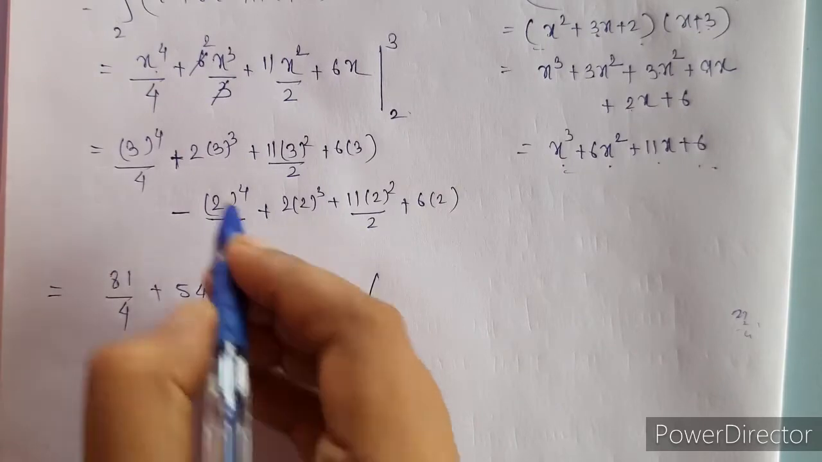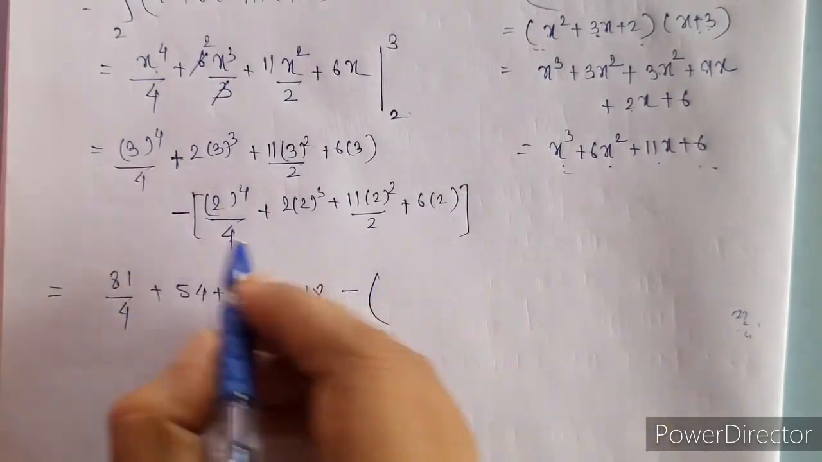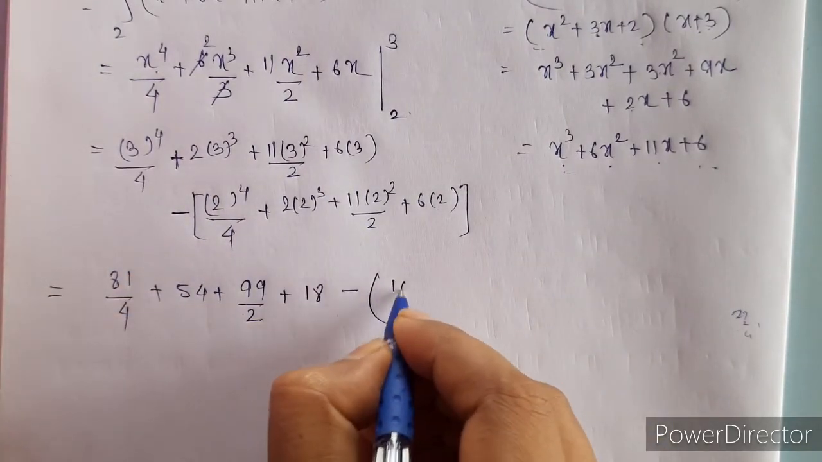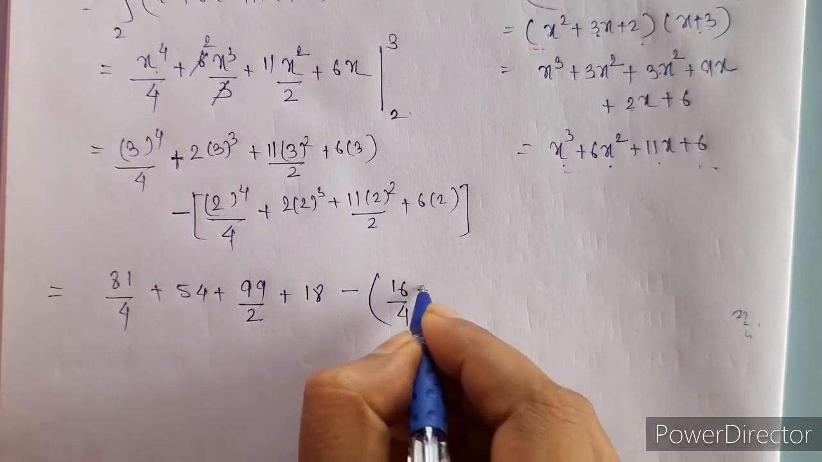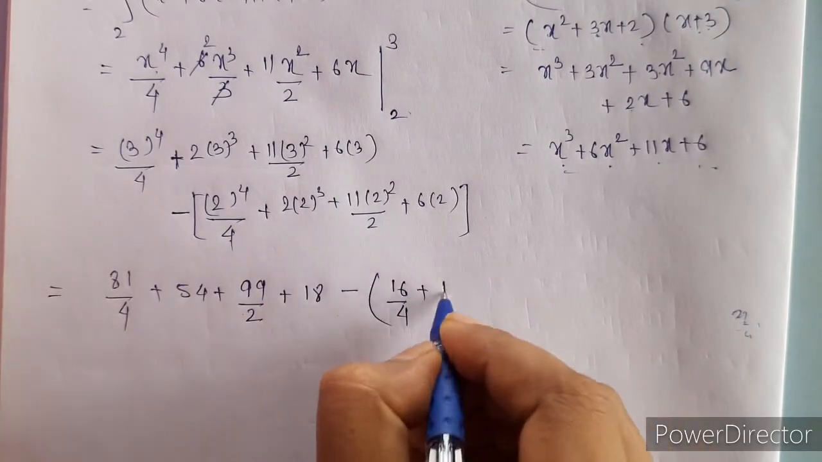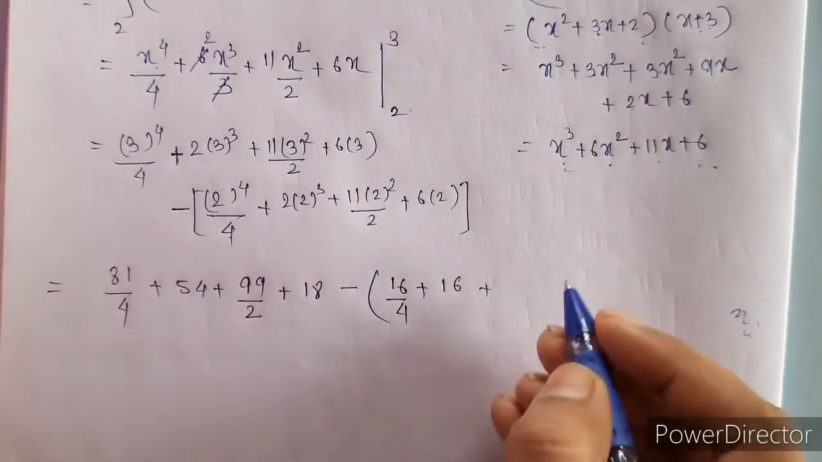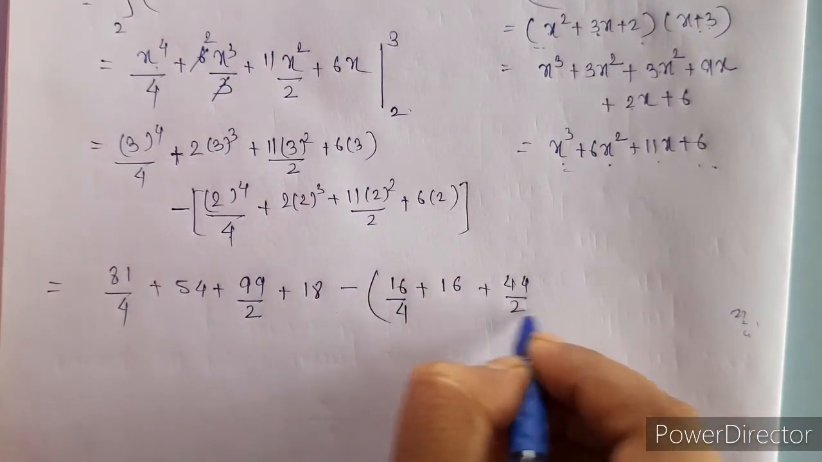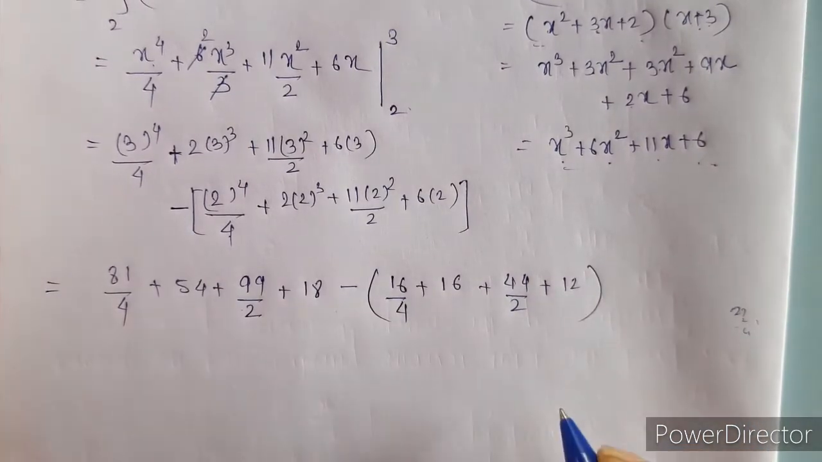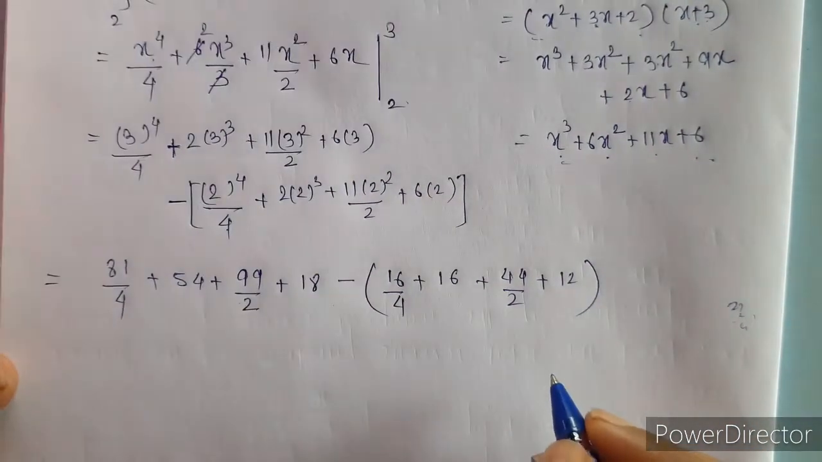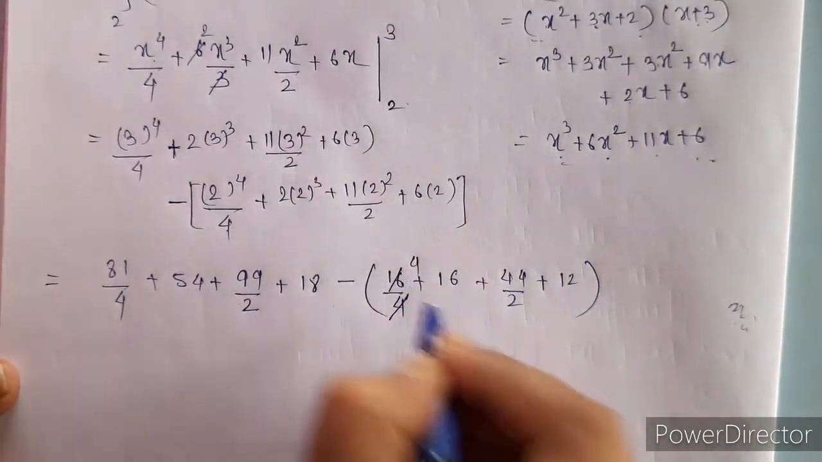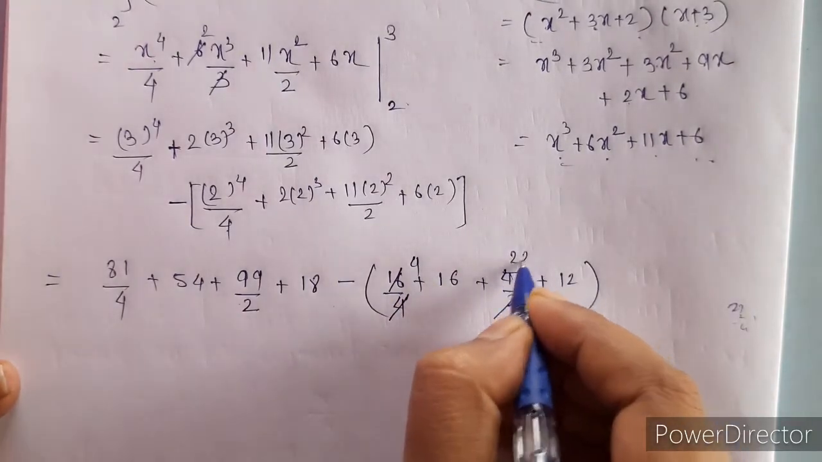2 raised to power 4 by 4 is 16 by 4 plus 2 cube is 8, 8 into 2 is 16, 2 square is 4, 4 into 11, 44 by 2 plus 12. Now if possible cancel this. So this will be 4, and this is going to be 22.